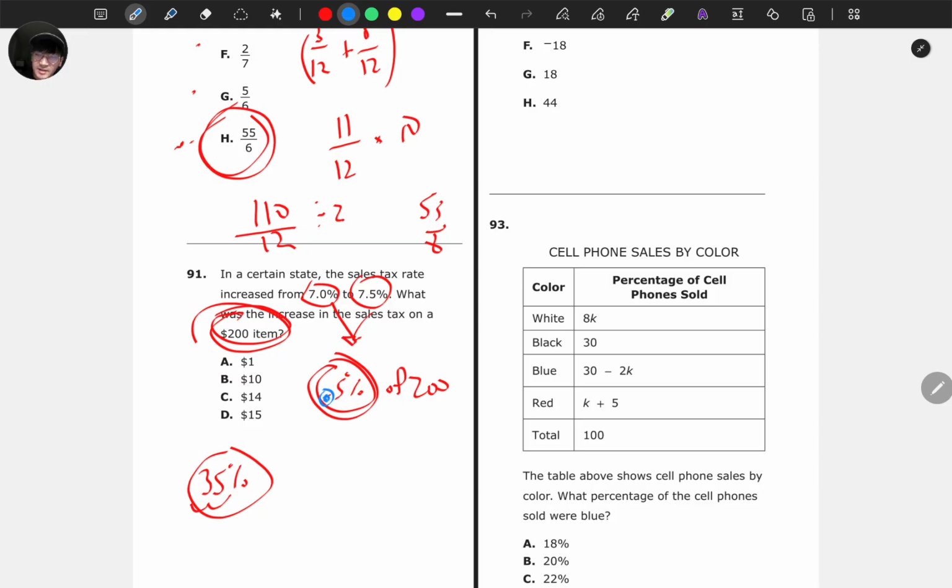But this one already has a decimal, so you do 1, 2 like this. Okay, so it's going to be like this. So it's going to be 0.005 times 200. And now you just got to do this math, right?